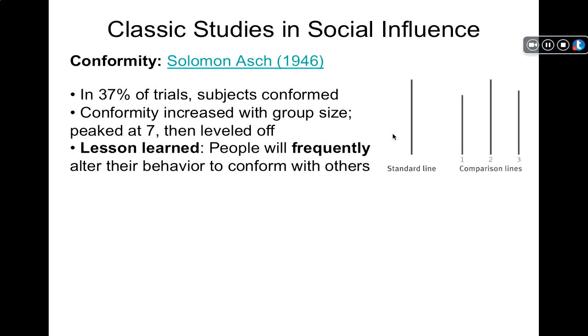That is, as Asch added group members, he didn't see a corresponding increase in conformity. So group size of about 7 was enough to create this sort of conforming environment. The lesson learned from the Asch study was that people frequently will alter their behavior to conform with others.